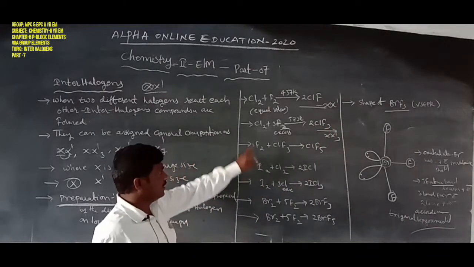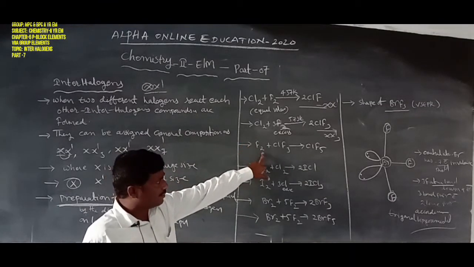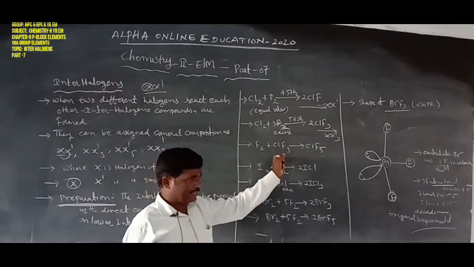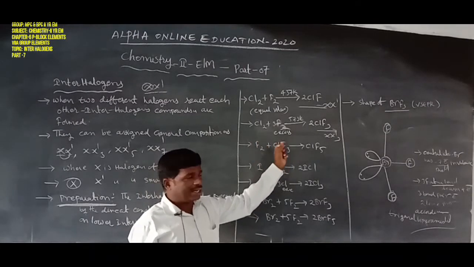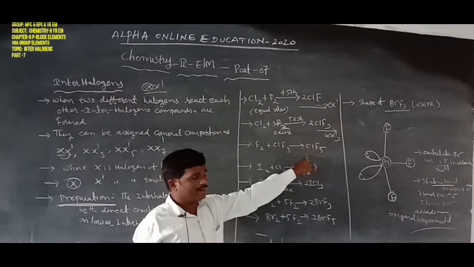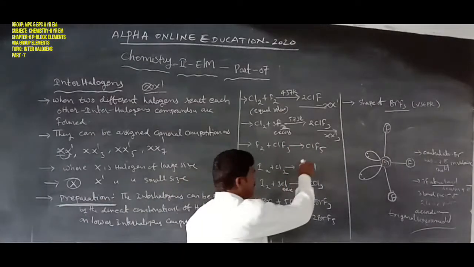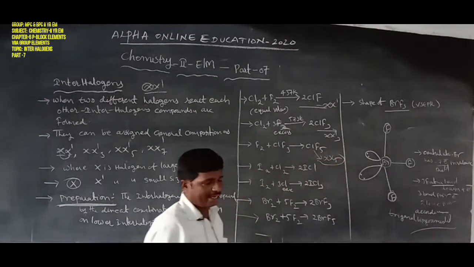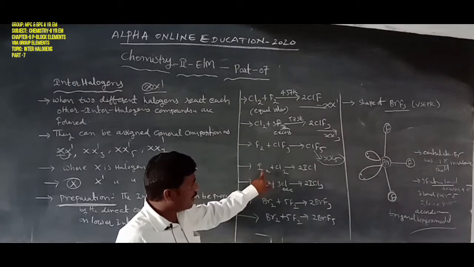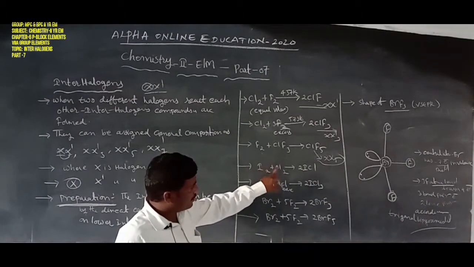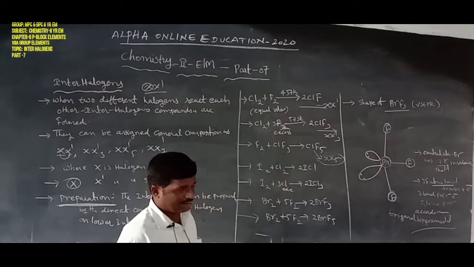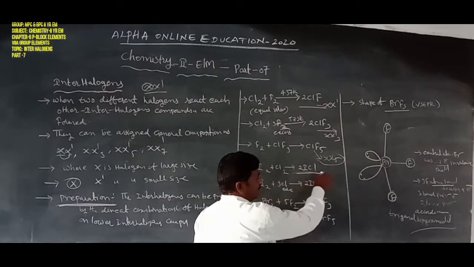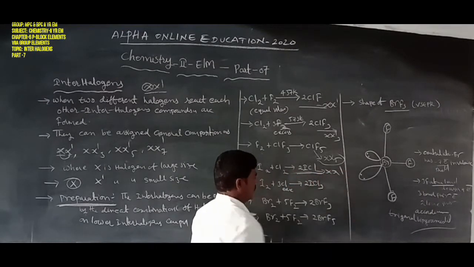Next, another one: fluorine reacts with ClF3, which is of the type XX-3. The halogen compound combining with the XX-3 forms ClF5, which is of the type XX-5, also known as an interhalogen. Next one, I2 combining with chlorine to form ICl. 2 moles of ICl, also known as an interhalogen compound, which is of the type XX-1.